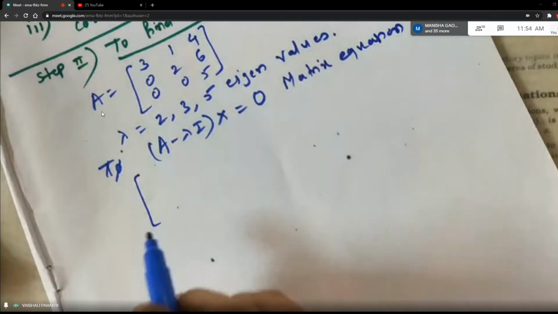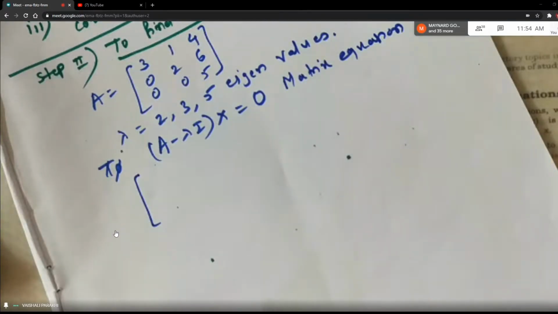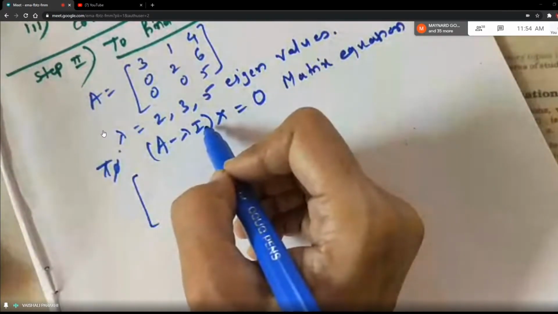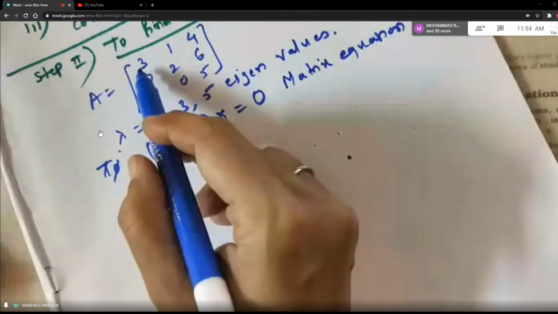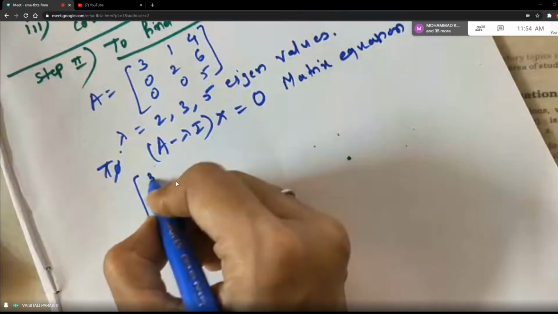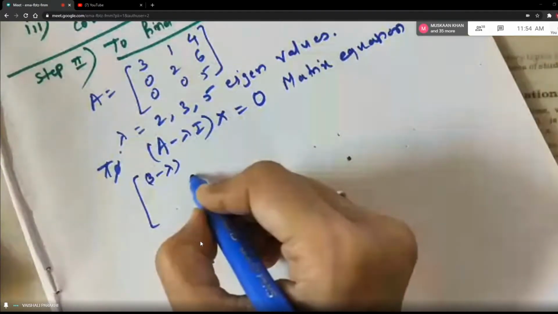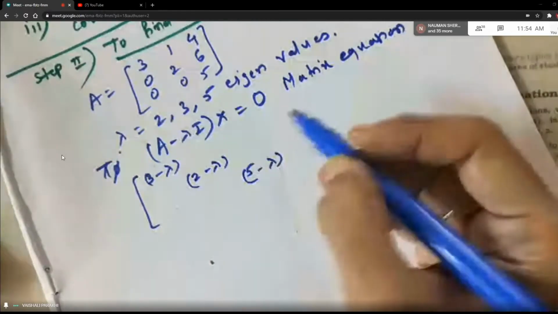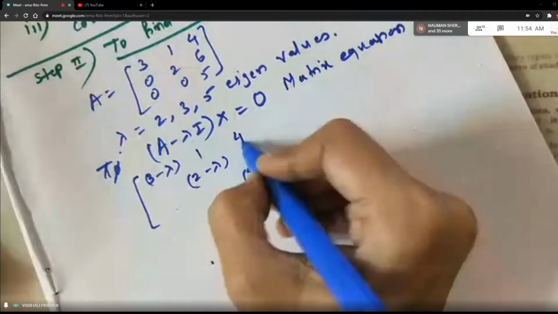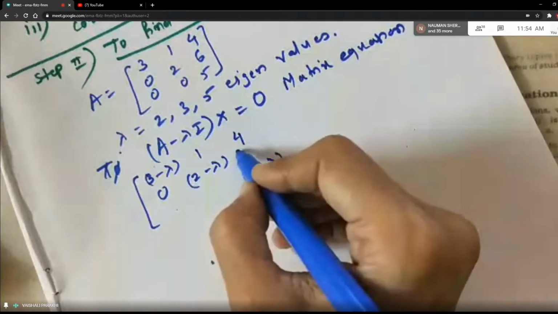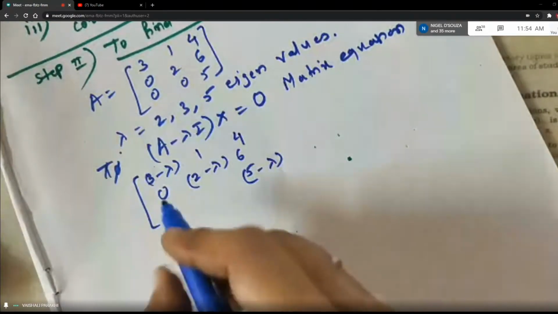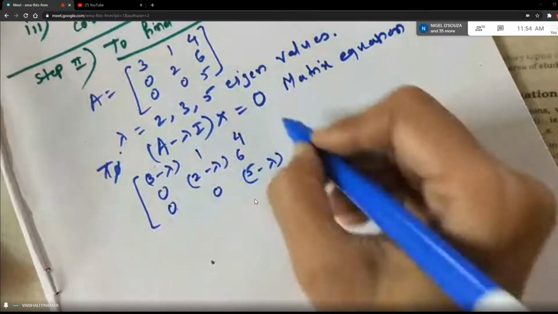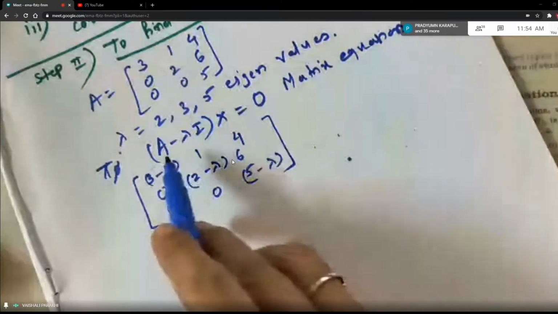If I have put the open bracket here, no problem. So now properly the matrix equation. A minus lambda I means, as I told you, you have to subtract lambda from the diagonal elements, right? So it is 3 minus lambda, 2 minus lambda, 5 minus lambda. The remaining elements will remain the same. Why? Because you are subtracting 0 from that. Correct? A minus lambda I.